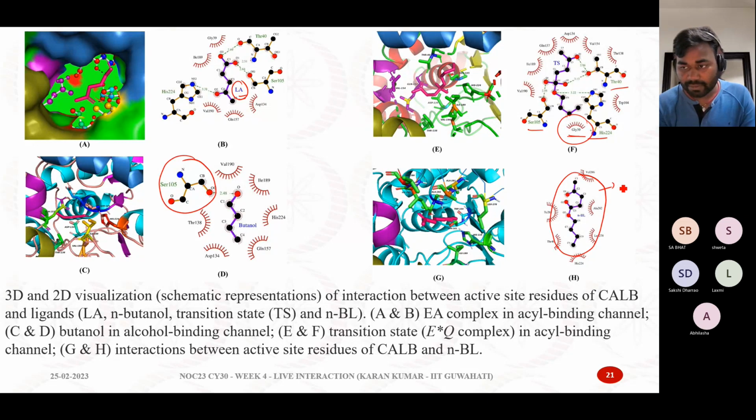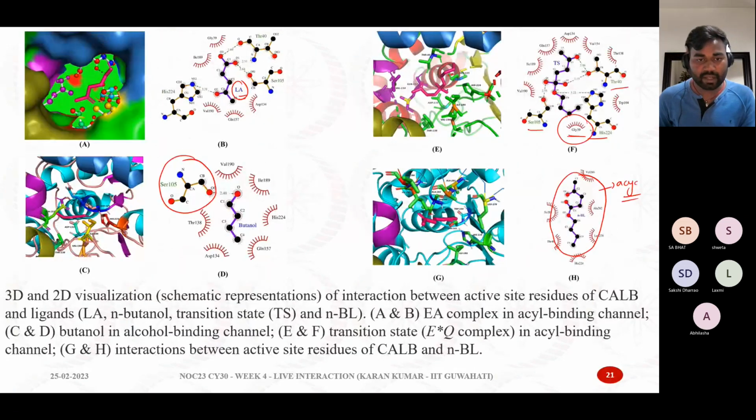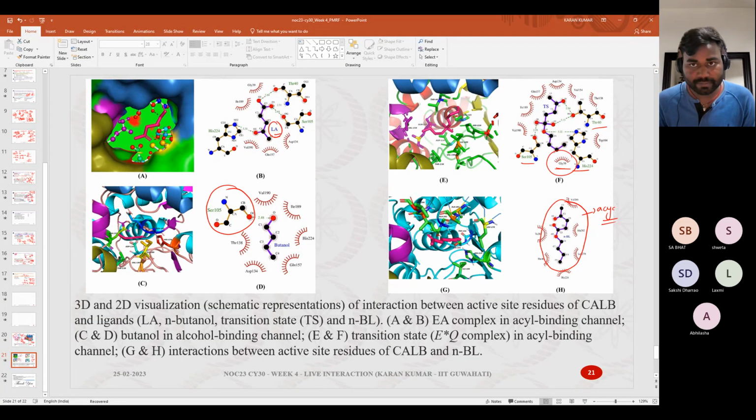Not fourth, that acyl binding pocket, which is n-butyl leucinate. So that is how, using the molecular docking, you can reduce the catalytic activity of this particular kind of enzyme-catalyzed reactions. I will show you that paper on the internet.